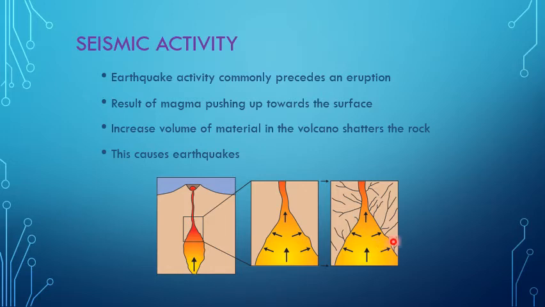Volcanoes and seismicity or earthquakes. What is the link of these two? Many eruptions are preceded by increased levels of seismicity. The earthquakes are caused by fracturing and brittle failure of subsurface rocks as new magma pushes its way up towards the surface.